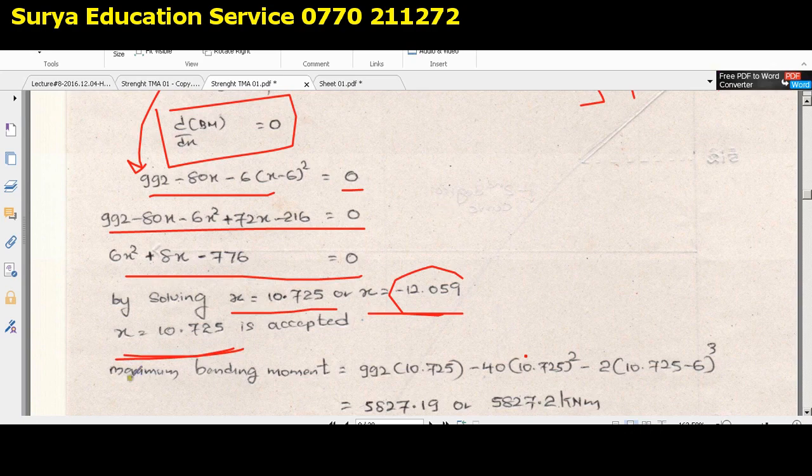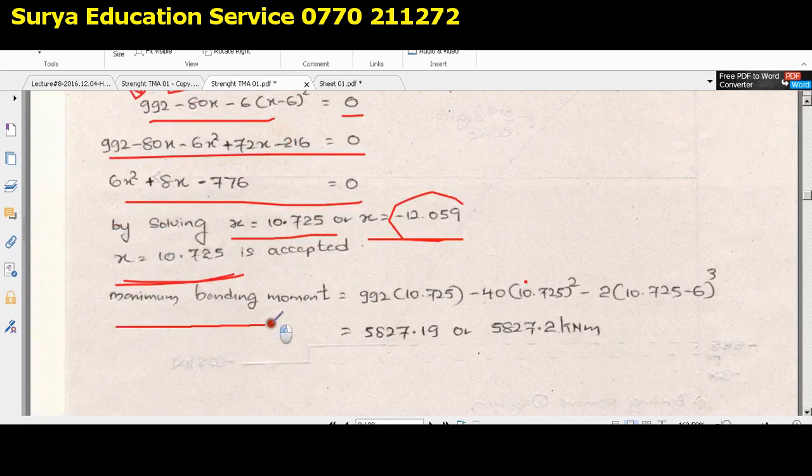When the length is 10.725 meters measured from the extreme left end, that would give the position where the maximum bending moment occurs. So you know the corresponding length where the maximum bending moment occurs, so put that value x in the bending moment equation, and you can find the maximum bending moment.